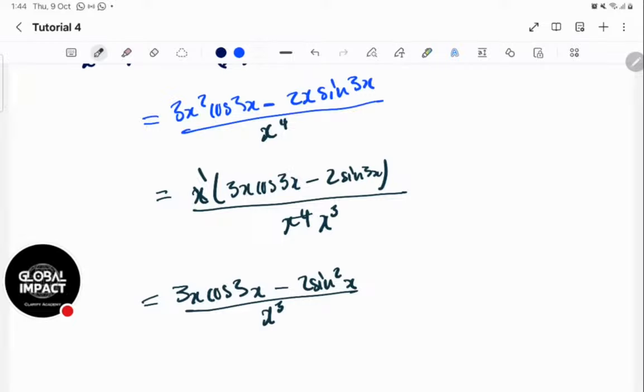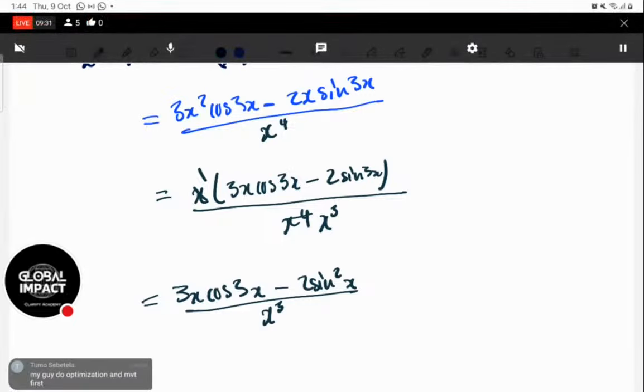Can you see this? Guys, can you see this? My guy, do optimization and mean value theorem first.